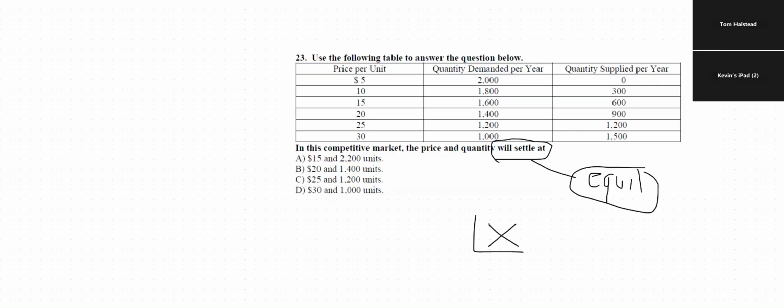Movement along the lines. Right, exactly. What you find right away is that the question being asked, with these answers, is about where they're going to settle, which is equilibrium. So we know it's an equilibrium problem right away. We're going to have to ask, is there a shortage or a surplus? When we do this, there's going to be a shortage here, a surplus here.